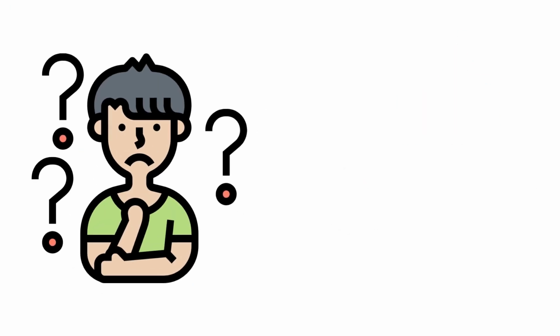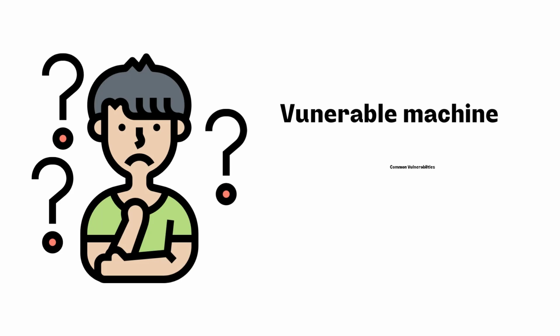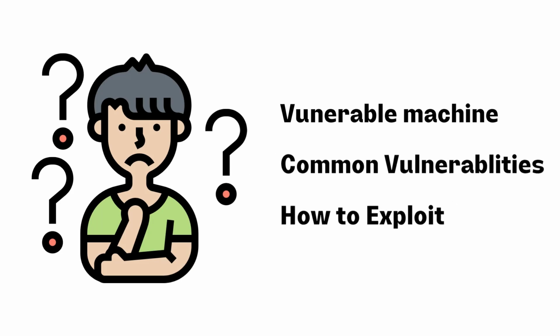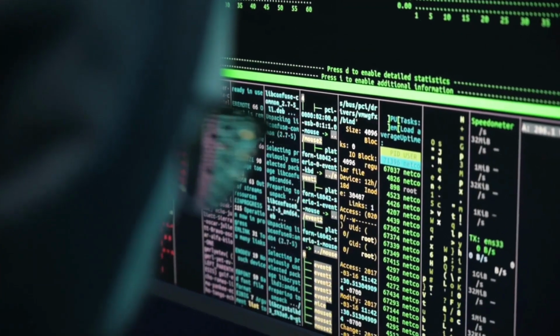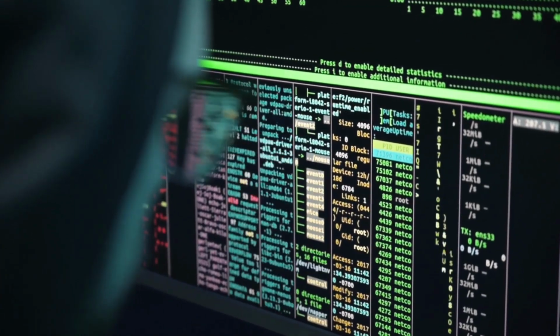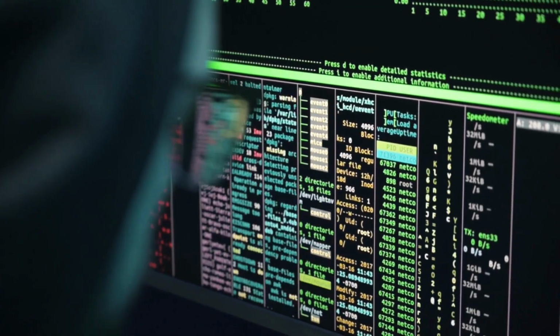First of all, what is Metasploitable 2? Metasploitable 2 is an intentionally vulnerable virtual machine that is designed to demonstrate common vulnerabilities and how to exploit them. In simple words, it's a testing environment where you can practice your penetration testing skills and red teaming skills.